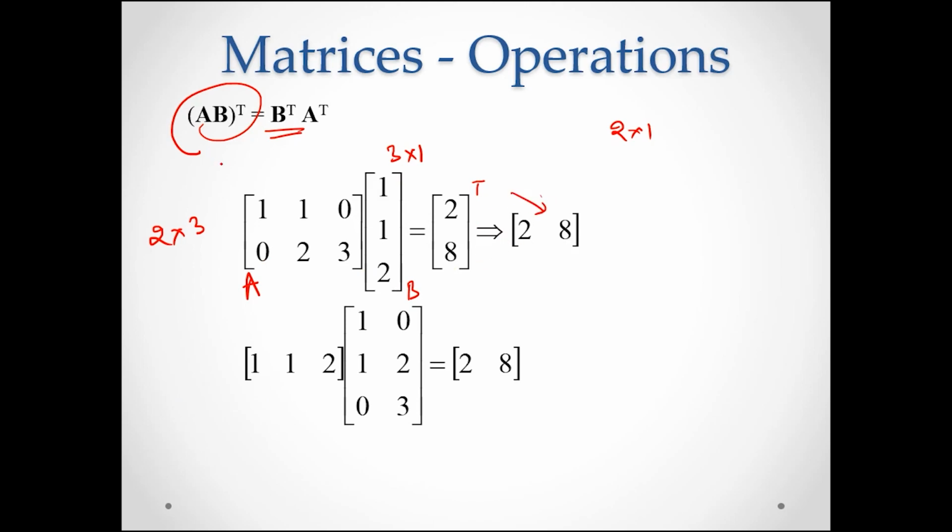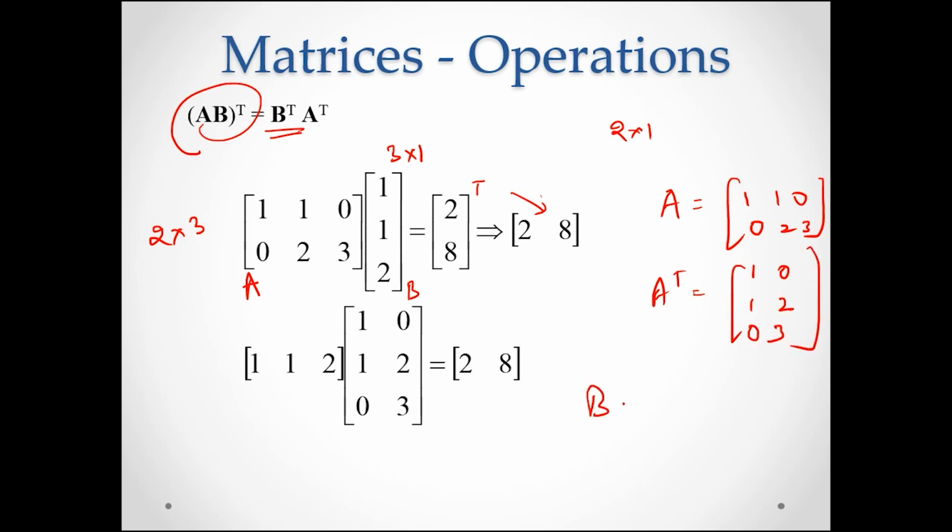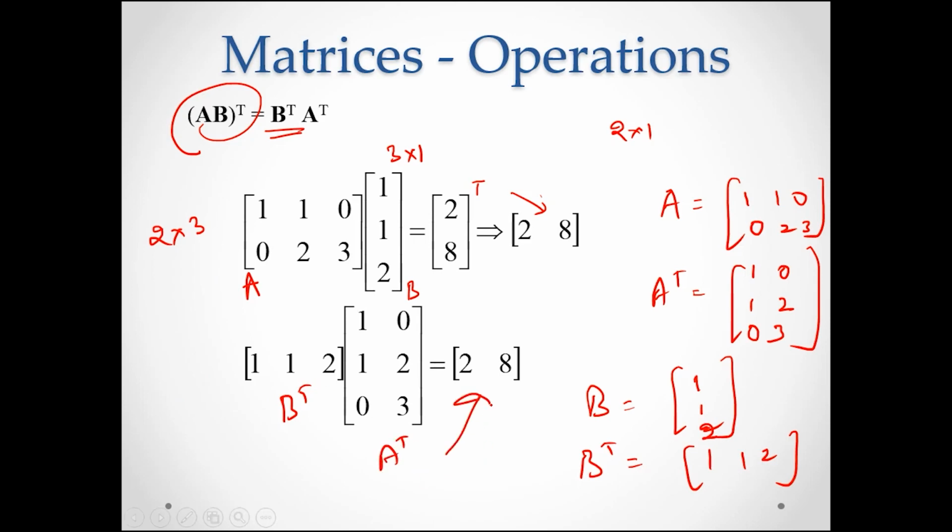Okay. And if I take B transpose and A transpose, let's say that the matrix A is 1, 1, 0, 0, 2, 3. So the transpose will be what? 1, 0, 1, 2 and 0, 3, right? The matrix B is 1, 1, 2. If I take the transpose, it will be 1, 1, 2. Yeah, fair enough. Now, this is B transpose. This is A transpose. So, the output will be the same as you can see.